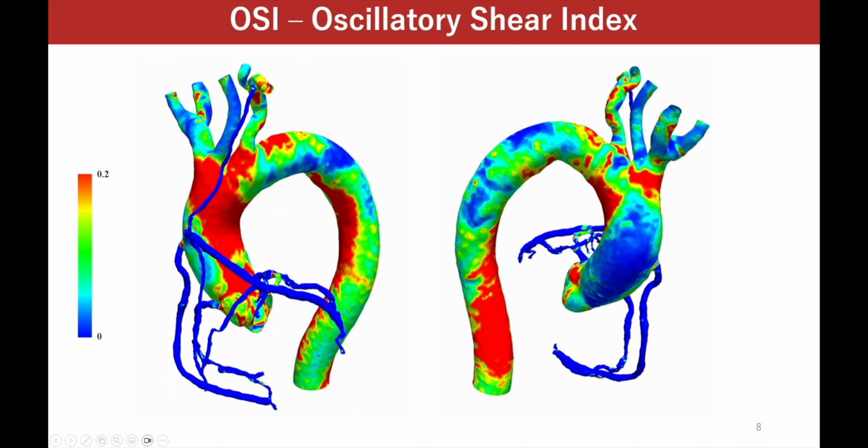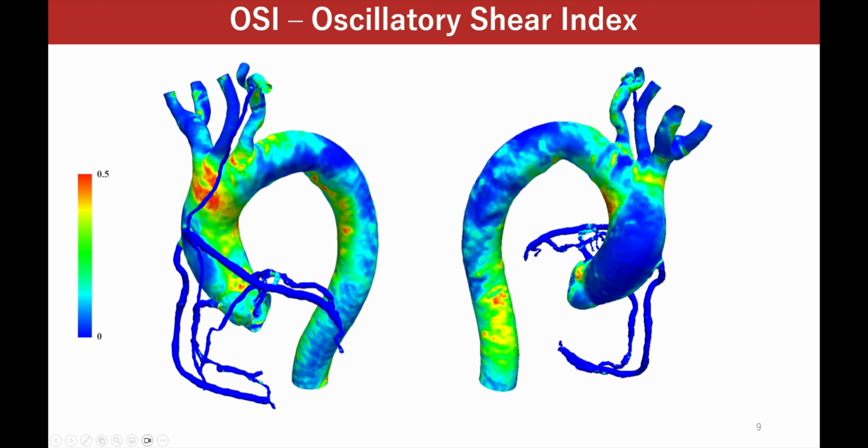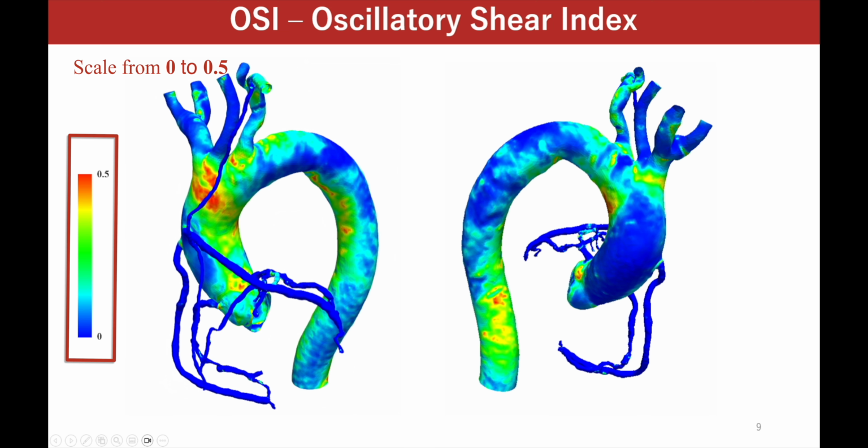The oscillatory shear index reflects the change in wall shear stress over one cardiac cycle. This allows clinicians to observe regions with fluctuating wall shear stress, and research says it is a potential predictor of areas prone to disease. This is a map of oscillatory shear index from 0 to 0.2. This is a map of oscillatory shear index from 0 to 0.5.